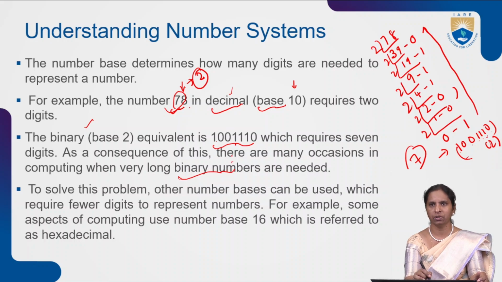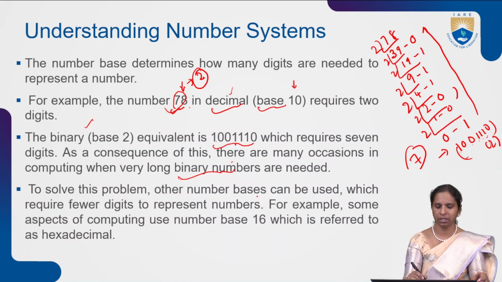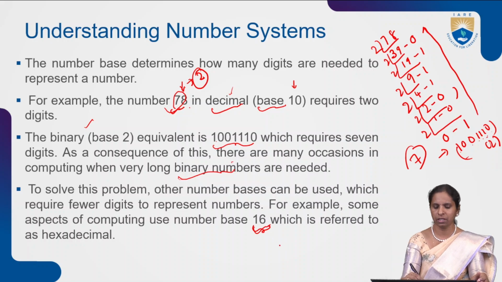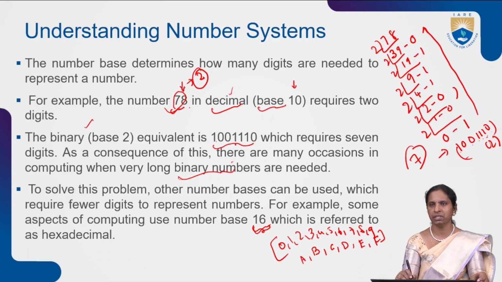So in order to solve this problem, what do you use? You use other number-based systems, for example the hexadecimal system. If you use the hexadecimal system, how many digits does it use? 0, 1, 2, 3, 4, 5, 6, 7, 8, 9. The 10 is represented by A, 11 by B, 12 by C, 13 by D, 14 by E and 15 by F. So these are the digits that can be used in the hexadecimal system.